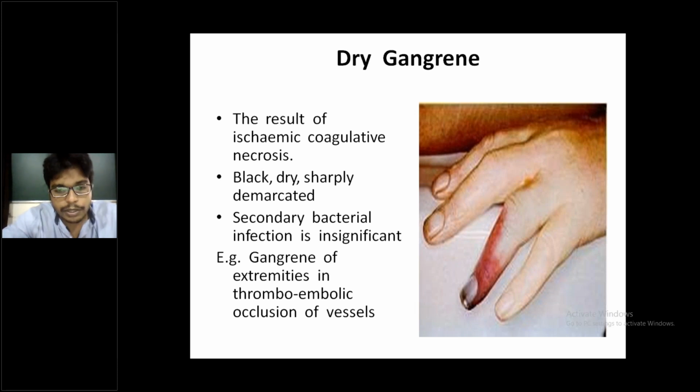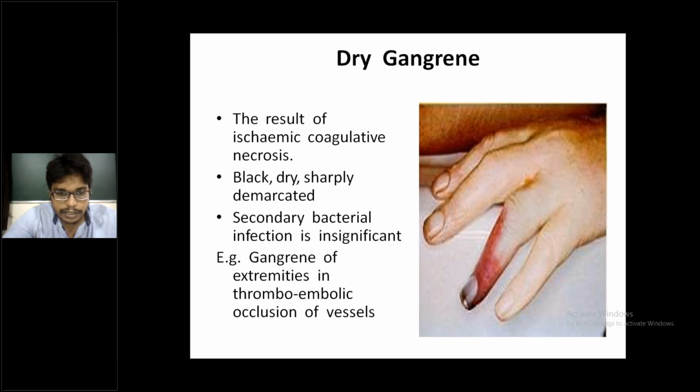First, you will come across ischemia. If you don't eat for many days, what will happen? You will die. Like that, if your tissues don't get blood supply, they will die, which is nothing but coagulative necrosis. The tissue is black, dry, and sharply demarcated. Secondary bacterial infection is insignificant. As I have said, infection may or may not be present; mostly it will not be present because there is no blood supply.